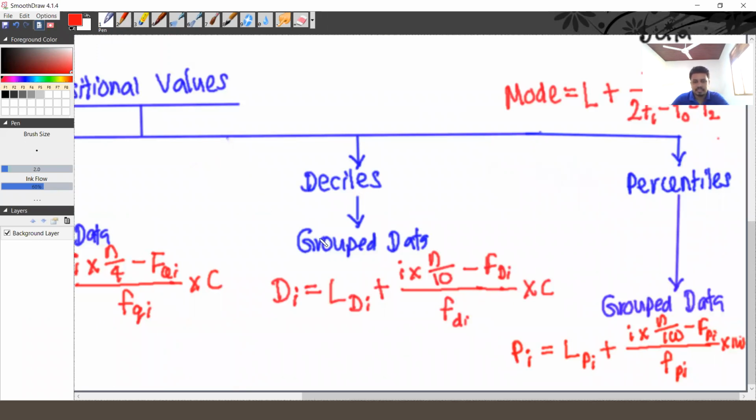Deciles and percentiles. See the difference. In quartiles, the only difference is N over 4. Here it is N over 10 in deciles. In percentiles it is N over 100. Apart from that, all others are the same. Instead of i we need to replace it with whatever decile, percentile or quartile value we need to find. If we need to get the D7 or 7th decile value, instead of i here, we need to replace it with 7. Likewise.